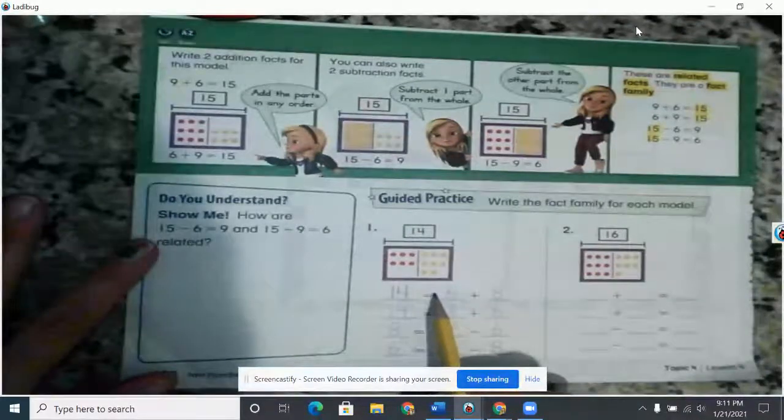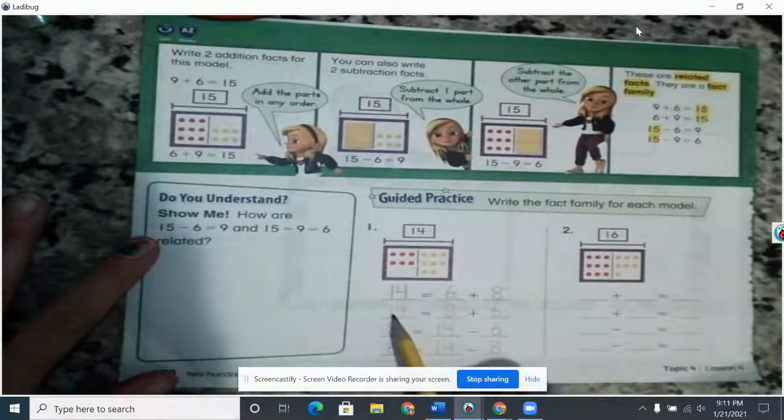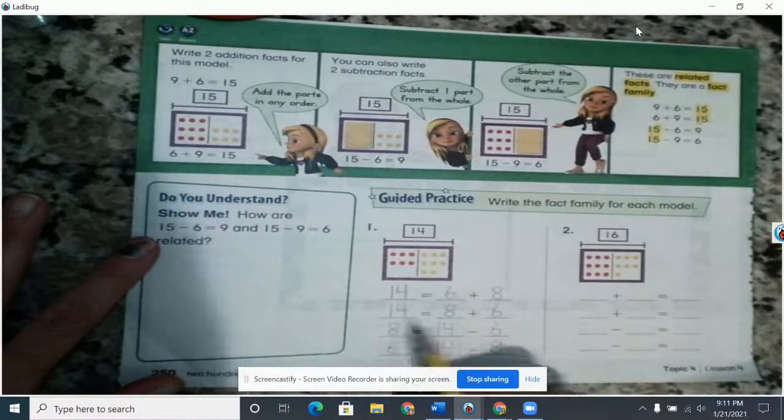So 14 equals 6 plus 8. Those are the two parts. 14 equals 8 plus 6. Those are the two parts. Doesn't matter the order. Then we have our subtraction problem.